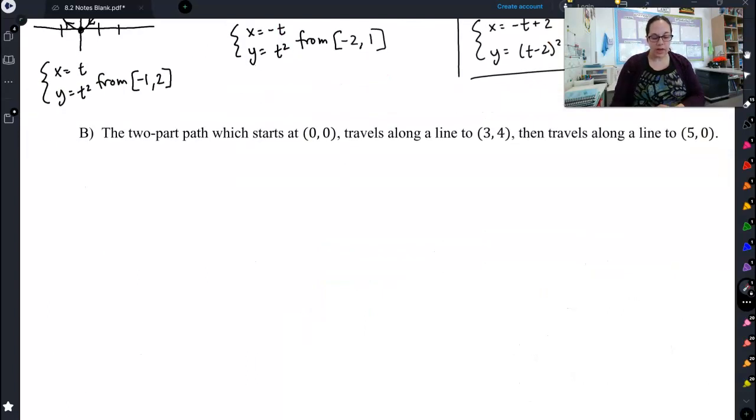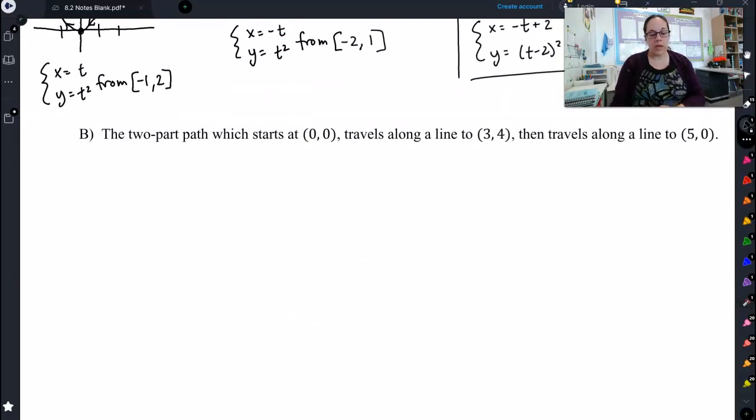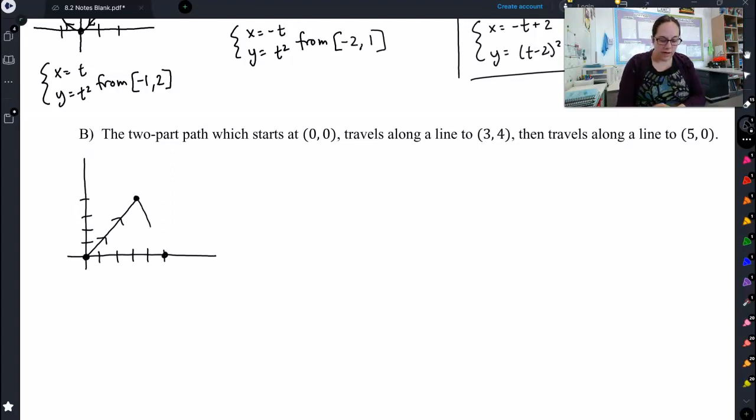So let's try another example. Here we have a 2-part path. It's going to start at 0, 0, travel along a line to 3, 4, so it's going to travel that way, and then travel along a line to 5, 0, that way. That's the path we want.